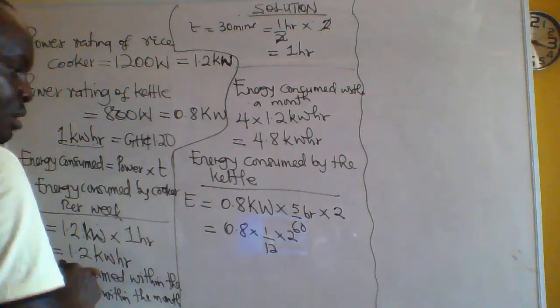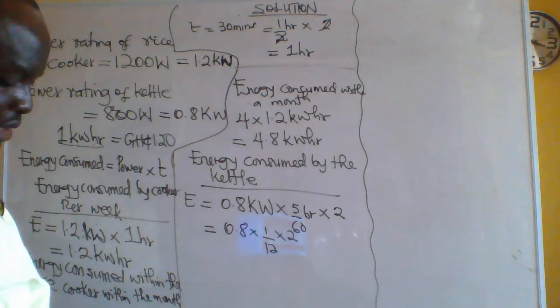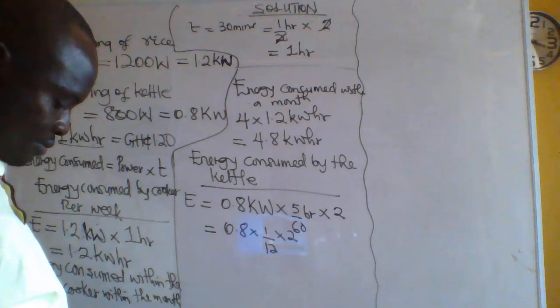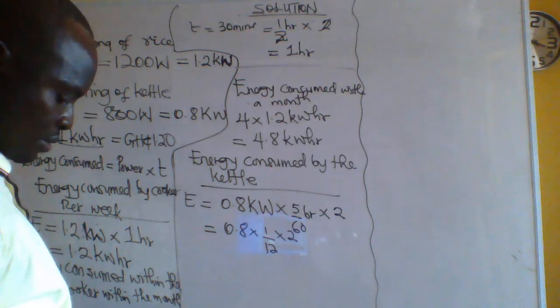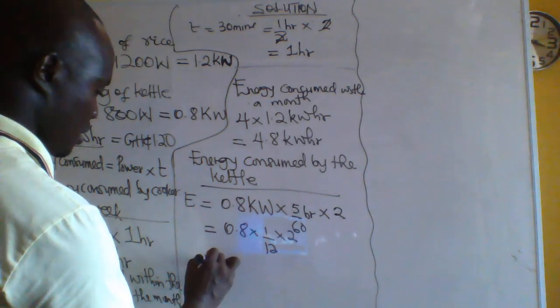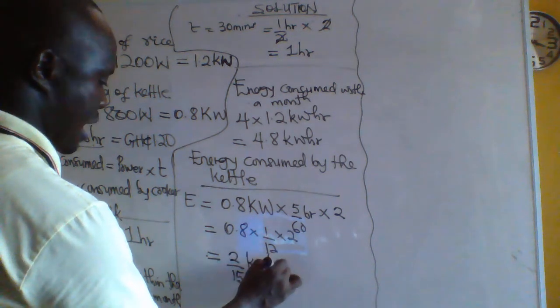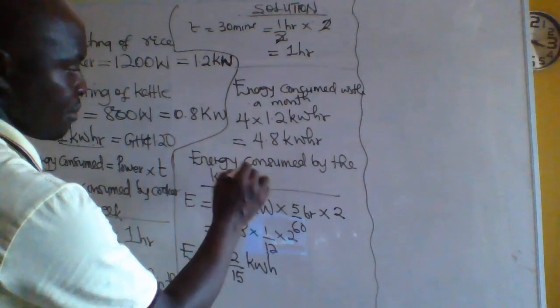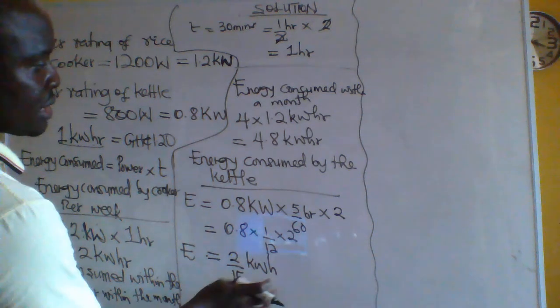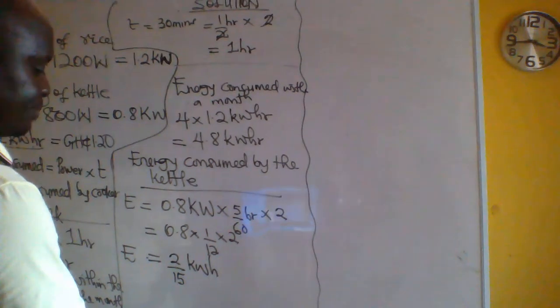So when we calculate this, we have 0.8 on 6, giving us 2 on 15 kilowatt hour energy consumed by the kettle. I just expressed it as such because I don't want to be writing it in the long decimal figure.